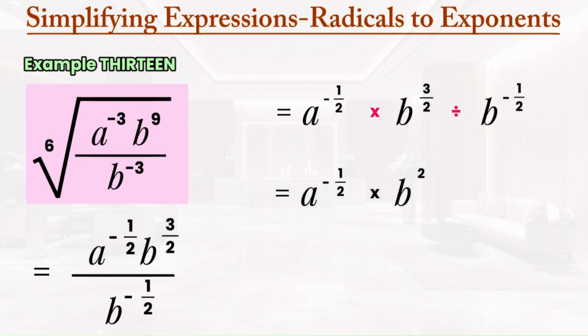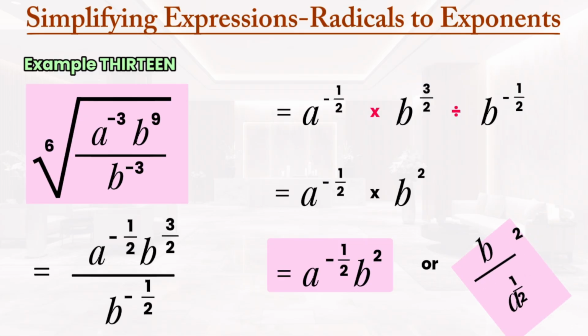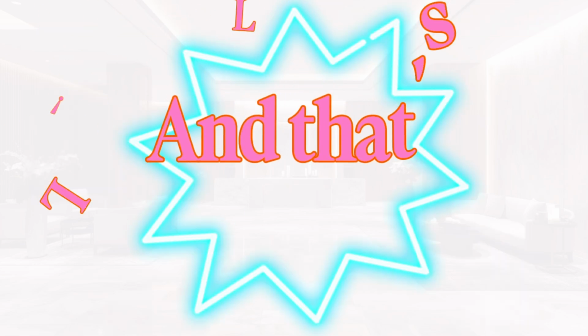Since a and b are different bases, we cannot add or subtract the exponents. Therefore, when we bring the variables together, we get a final answer of a to the power of -1/2 times b squared. And if you've chosen to flip the a variable, you can get an answer of b squared over a to the power of 1/2. And I think we can end it all here.